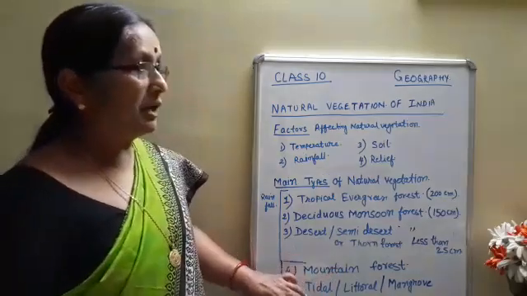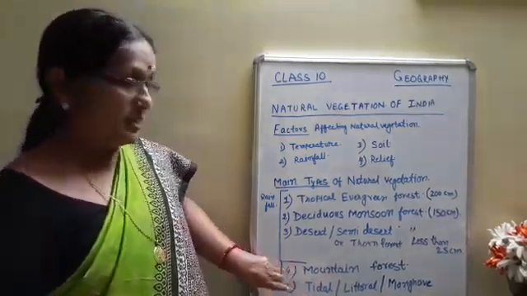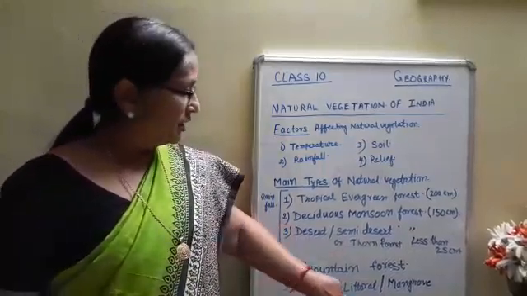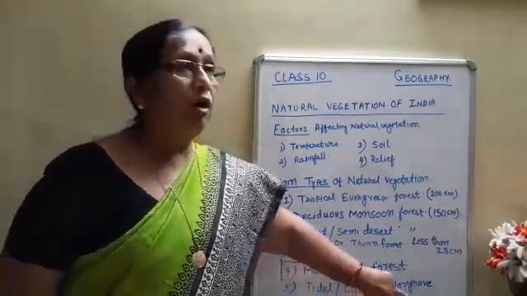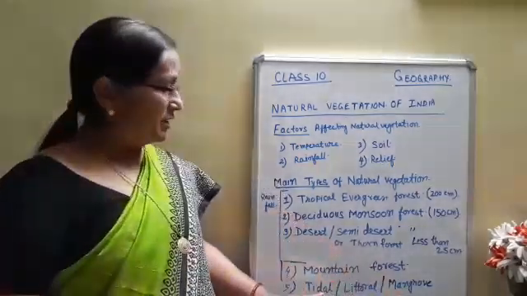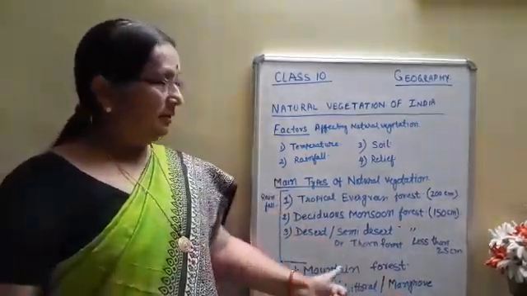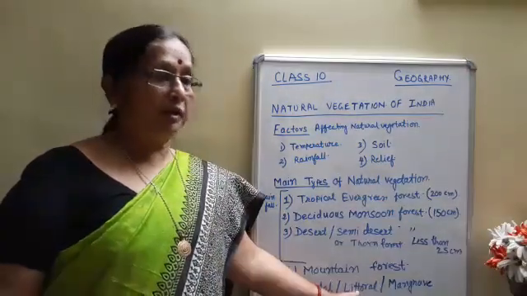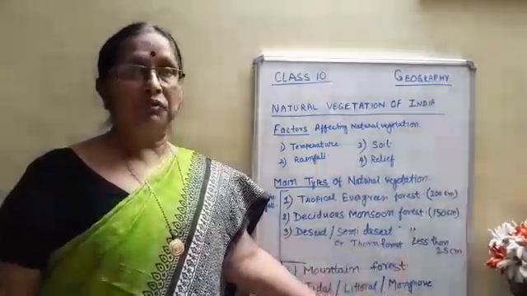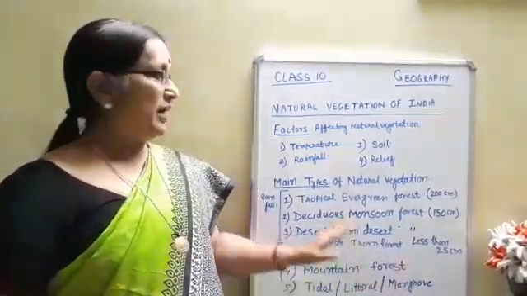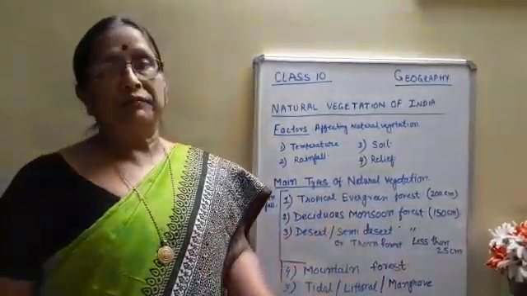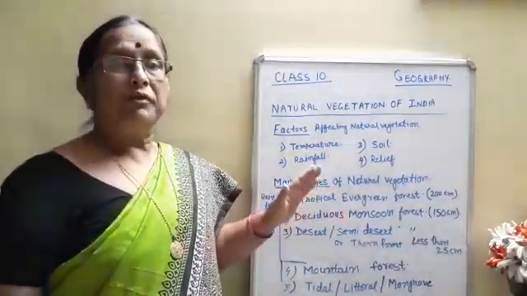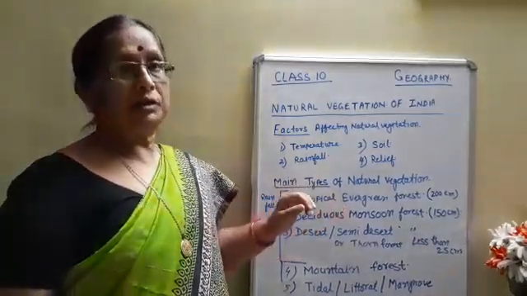Then according to the natural feature, we have two types, that is mountain forest and tidal forest, whose other name is littoral or mangrove. So tidal forest has three names. Tidal because of the tide that occurs at the delta, it is also called littoral, and the third name is mangrove forest. So all these five types of forest have different characteristics. Each forest has its own characteristic with a dominant type of trees and its uses.